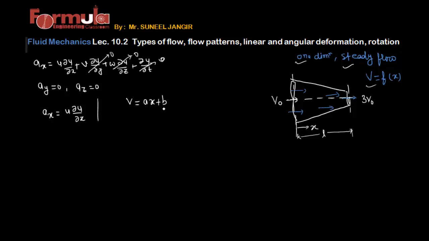So here we have two constants, a and b. First we have to find these two constants. Obviously to find these two constants we require two boundary conditions. So we have two boundary conditions here: at x equals 0 the velocity is v naught, and at x equals L the velocity is 3v naught. Let me apply the first one. At x equals 0, the velocity is going to be v naught. By using this boundary condition, as x is 0 and v is v naught, b becomes v naught. So from here we can write b is equal to v naught.